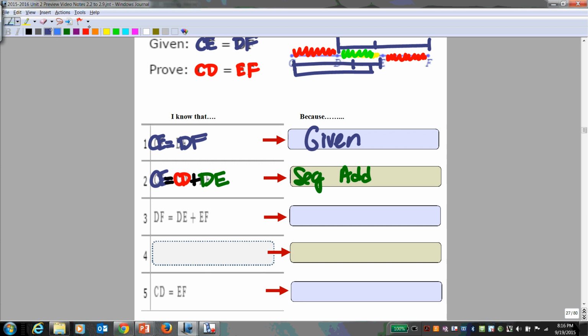Let's take a look at what we have here. We also know that DF, the big segment, is equal to the segment DE, again, I did that in green, plus EF. Why do we know that? That's called segment addition.